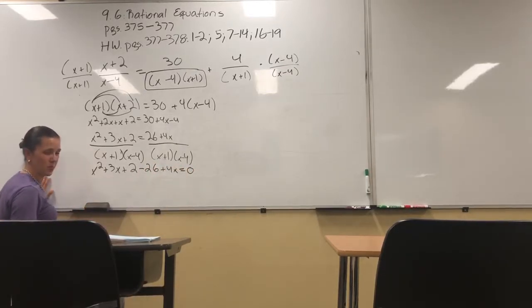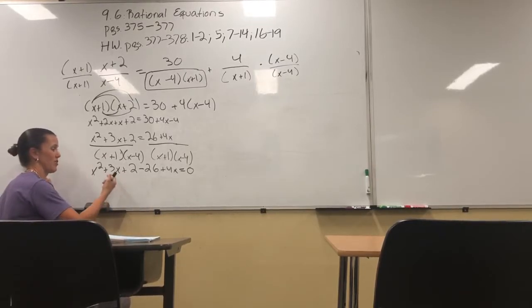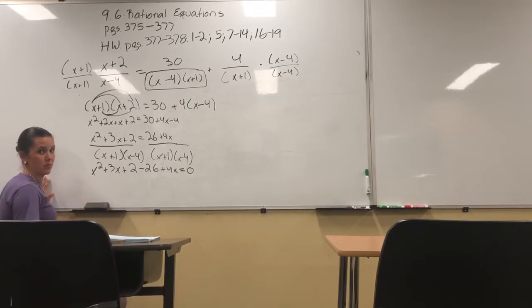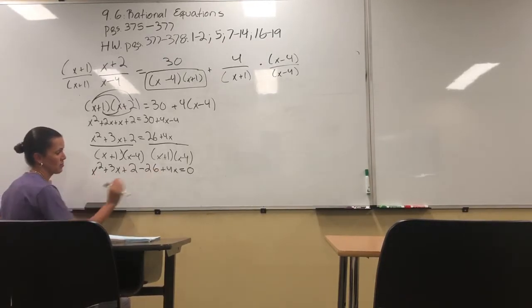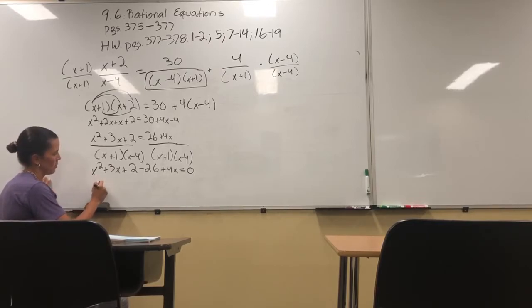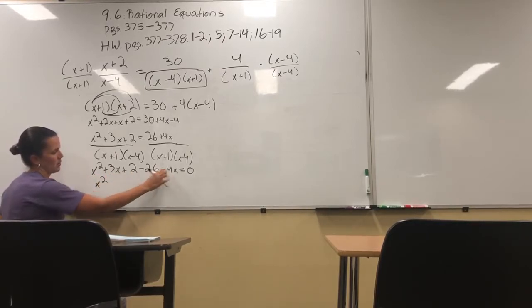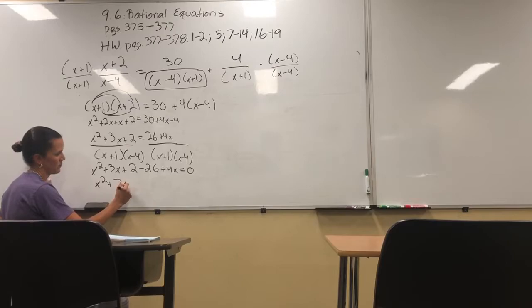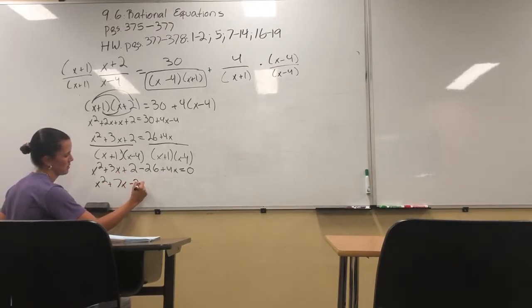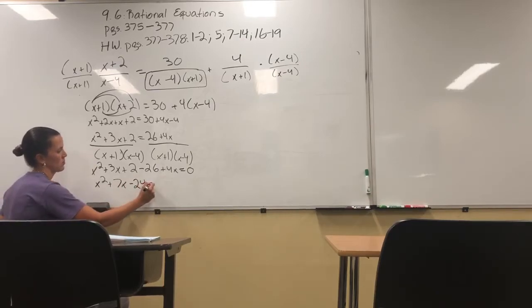Now I'm missing the denominator here, but I actually don't need it because it doesn't matter what the denominator is. If the top is 0, the whole thing is going to be 0, right? 0 over a million, 0. 0 over 1, 0. So all we have to do is make sure the top is equal to 0. Again, there's a couple terms we can put together. We end up with x squared plus 7x plus 2 minus 26 is minus 24 equals 0.